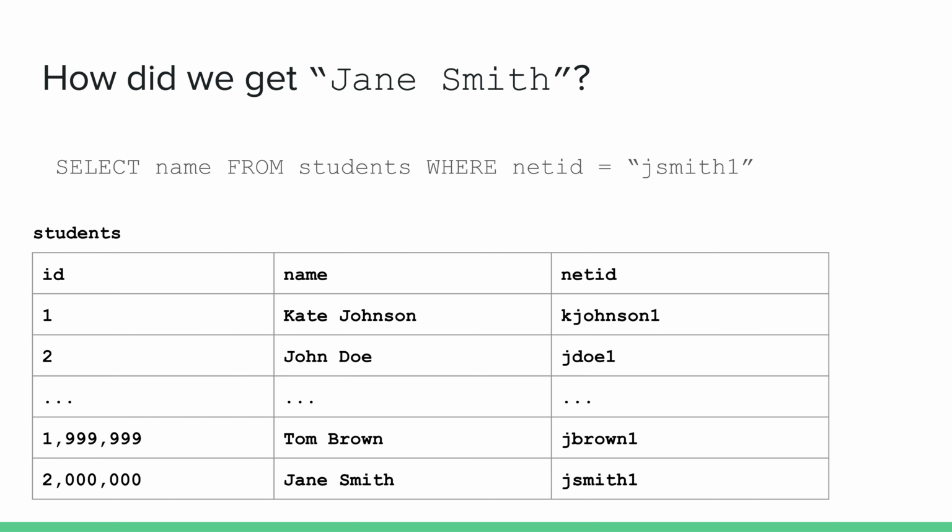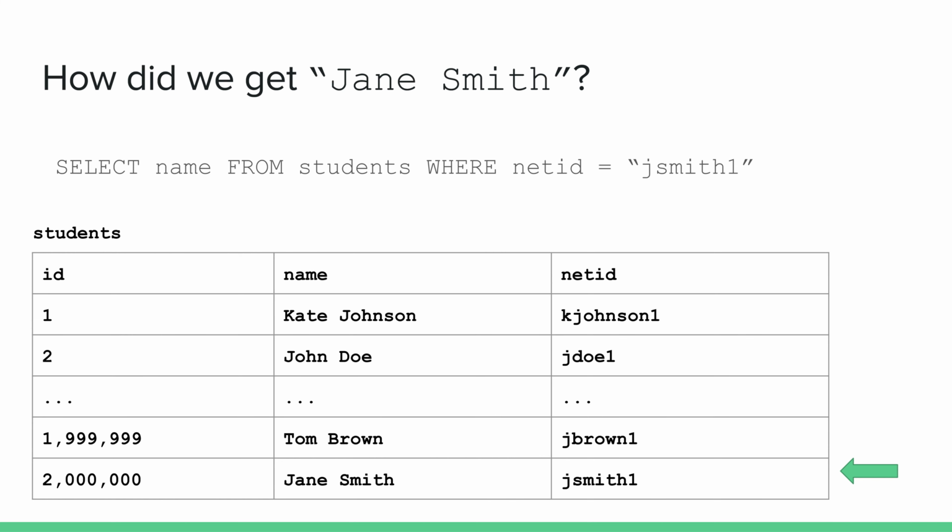But the database engine isn't like a human brain, obviously. So what it's going to do is it's first going to go to the first row. It's going to say, hey, is the net ID jsmith1? K Johnson 1 is not, so we're going to move on. J Doe is not, so we're going to move on. And we're going to do this again and again and again until we find our answer. So we eventually get here. We get jsmith1. And we find that the name then is Jane Smith, so that's great, we found the answer.